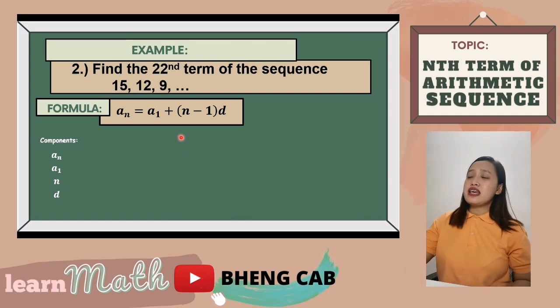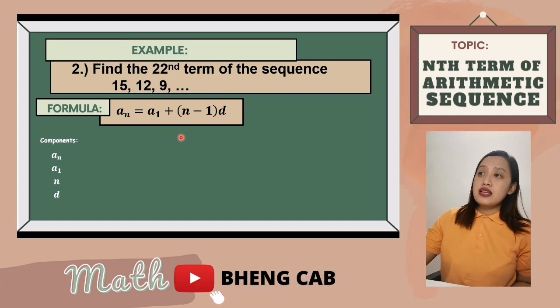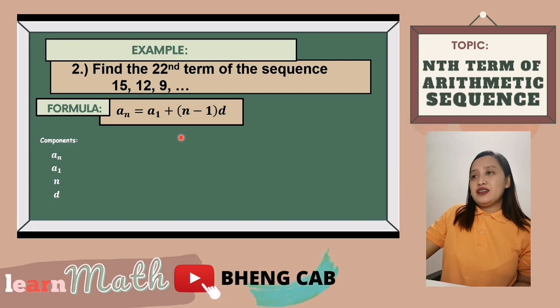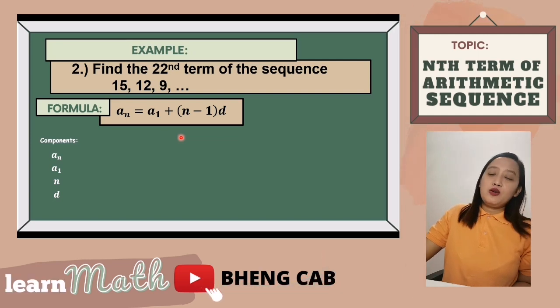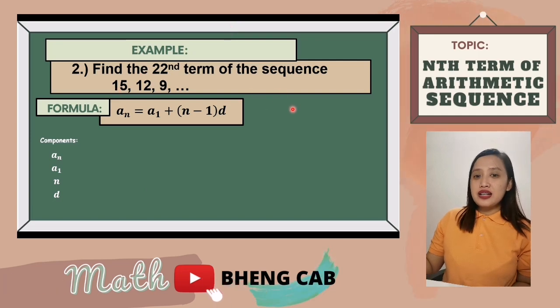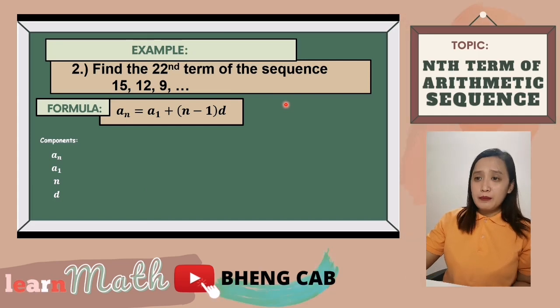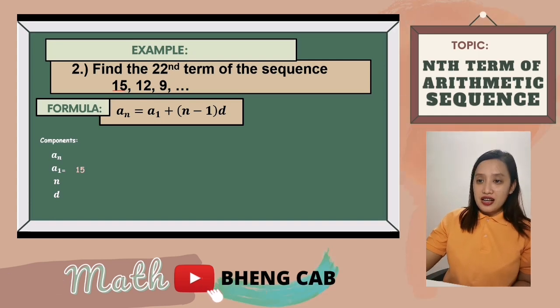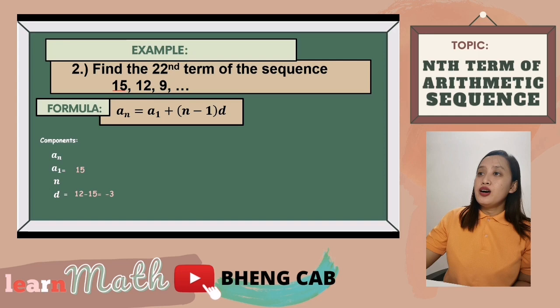Ganun lang din naman. Same procedure, same given, same objective, hanapin ang pang 22nd term. Pero, ang given dito natin ay 15, 12, 9. Yung behavior natin ng sequence ay pababa. So, we are actually expecting for a negative common difference here. Hanapin natin yung component A sub 1, ang unang term na meron tayo, which is 15. So, nakita naman natin dito, 15.